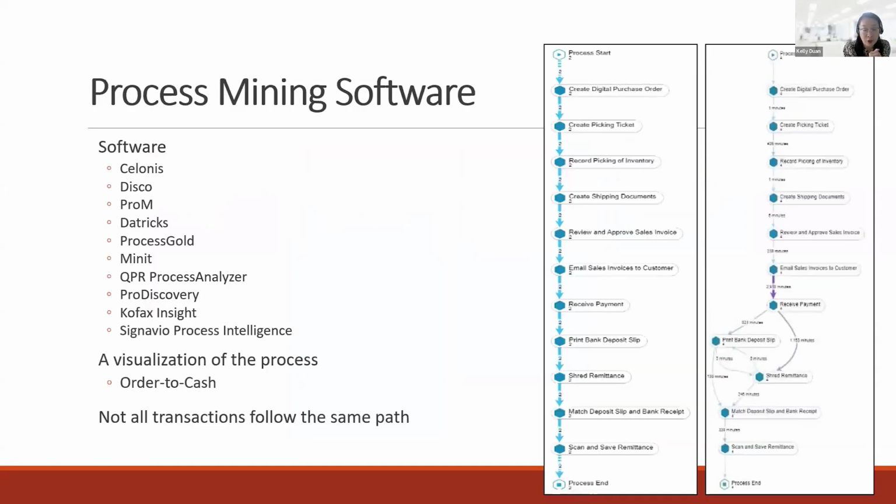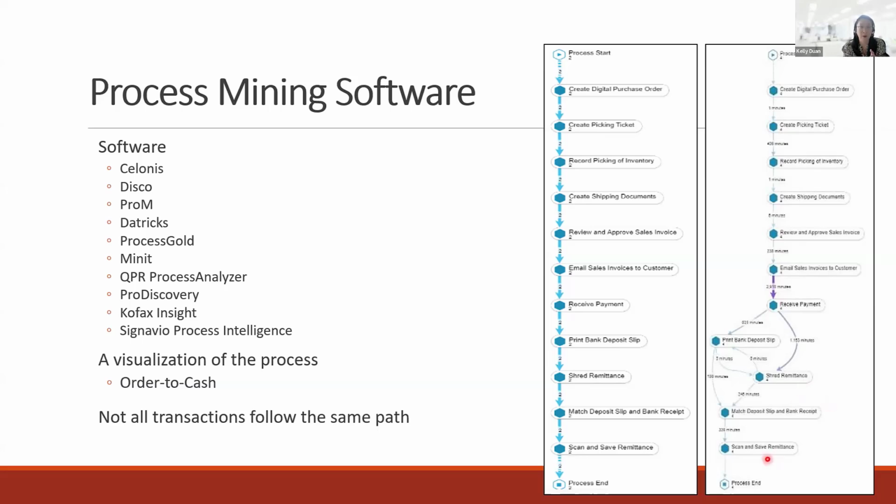Some process mining software such as Celonis, Disco, and ProM are publicly available. This time, I'm going to show you one of the popular tools for process mining analysis, which is Celonis, to demonstrate the analysis. The software provides a visual view of the process. You can see the transaction flow from each activity.